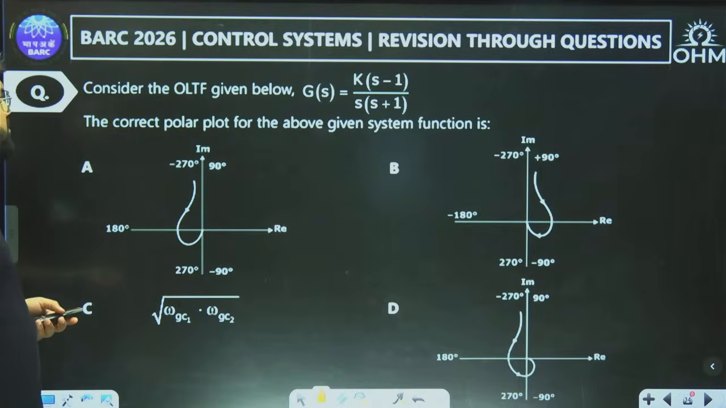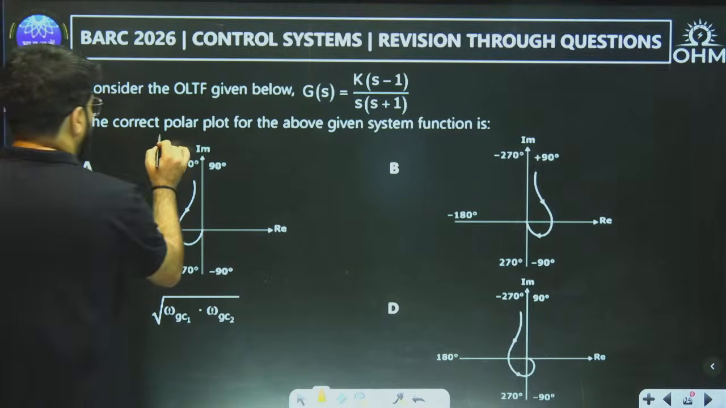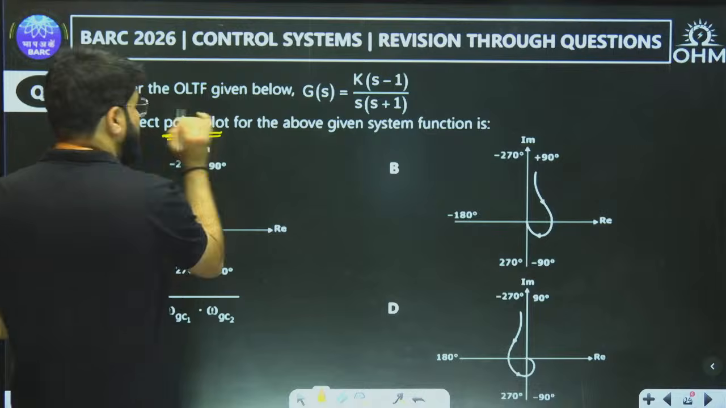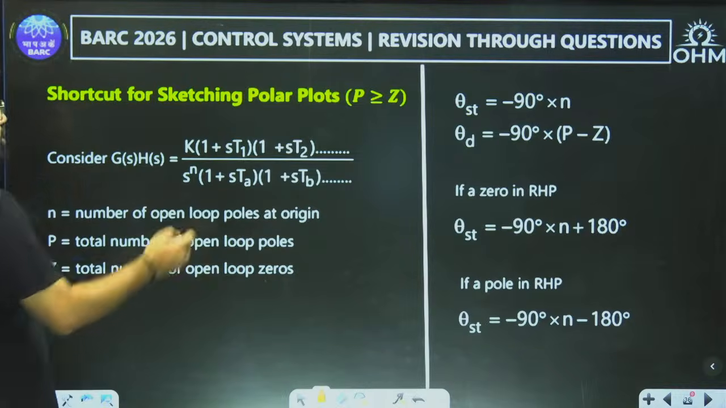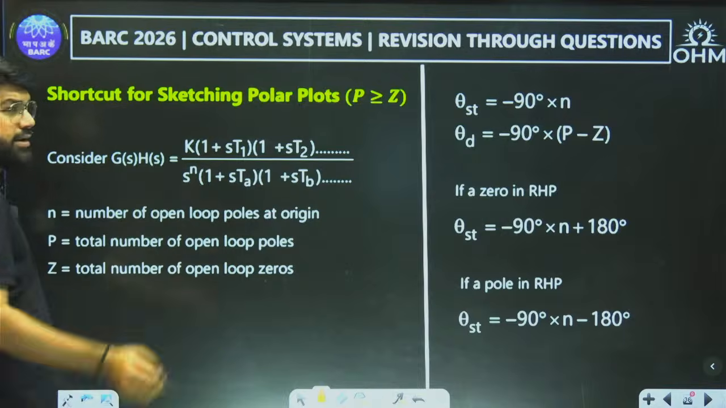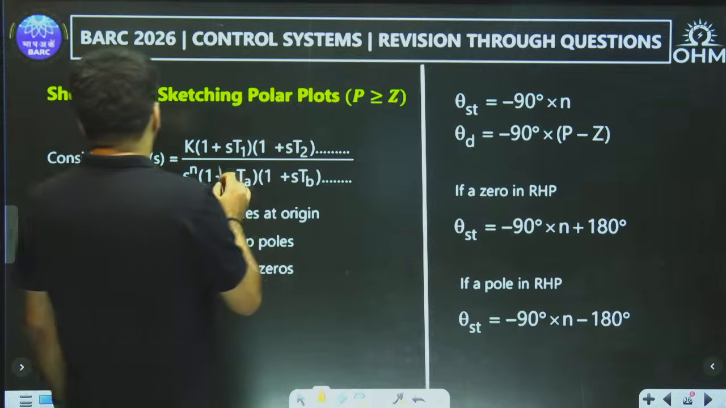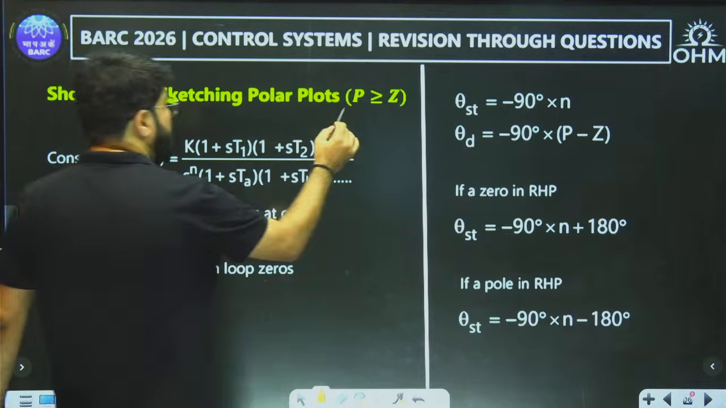Consider the open loop transfer function given below. What is the correct polar plot for the above system function? Now, what is the quick way of commenting on the polar plot? First let me introduce that shortcut for you. I have also covered this in the earlier detailed videos. So, the shortcut for sketching the polar plot for p greater than or equal to z.